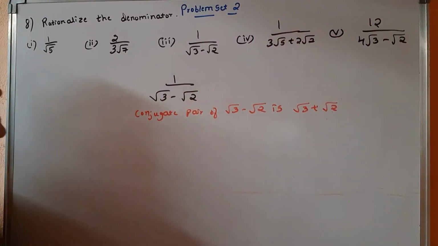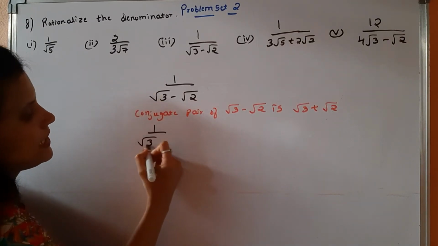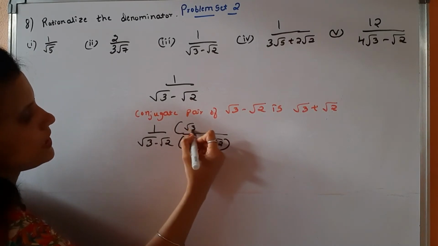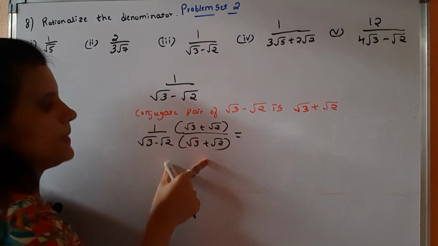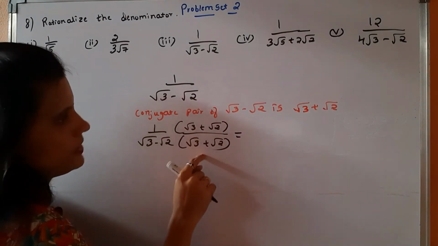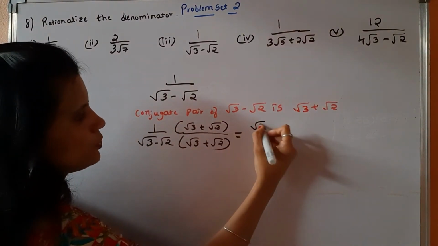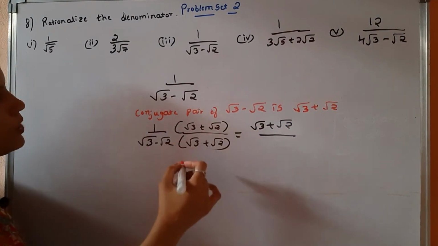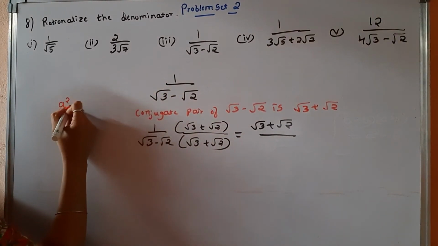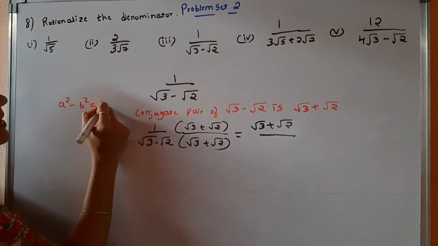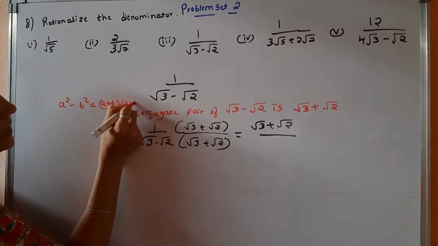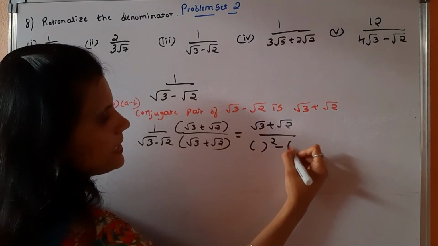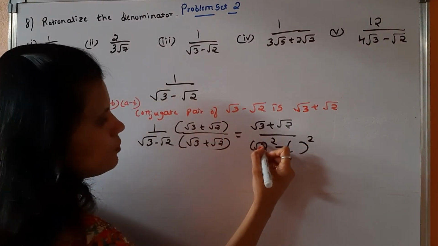So what do we have to do? We should multiply both numerator and denominator by that, that is root 3 plus root 2, and here also root 3 plus root 2. See, we are multiplying both numerator and denominator by this one, that conjugate pair, the opposite. Here a minus b, a plus b. Students, you know the formula. What is a minus b, a plus b? A square minus b square is nothing but our a plus b and a minus b. So we are using this formula. Please write this one. This one will be a square minus b square. What is a square? Root 3 square. What is b?